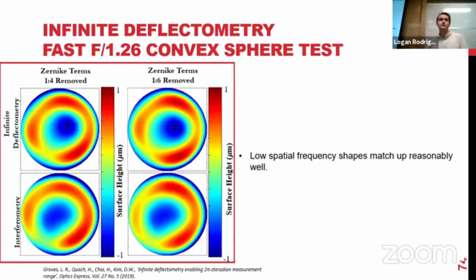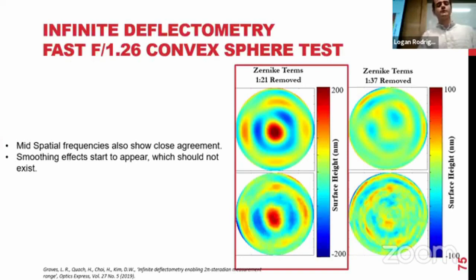We see pretty good matching between the maps. This surface was found downstairs and presumably polished without too much care. It was presumably rubbed on in a pretty standard method. And these are somewhat normal shapes to see when that happens. So this is pretty encouraging to us that we see good matching, but we're more interested in mid and high spatial frequencies. At the mid spatial frequencies, we again see good matching between the interferometer on the bottom and the infinite deflectometry system on top. However, we do start to see, quote, smoothing effects.